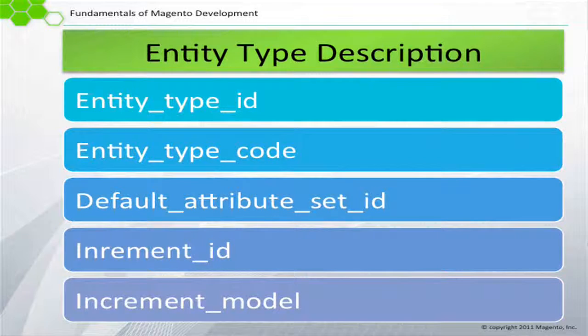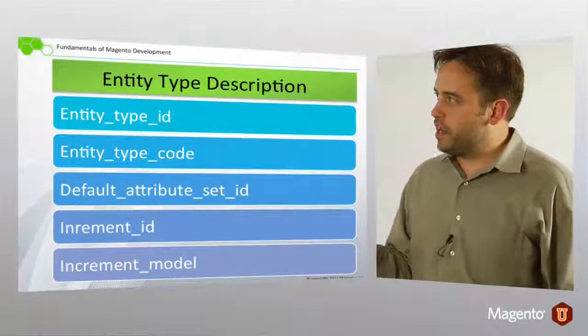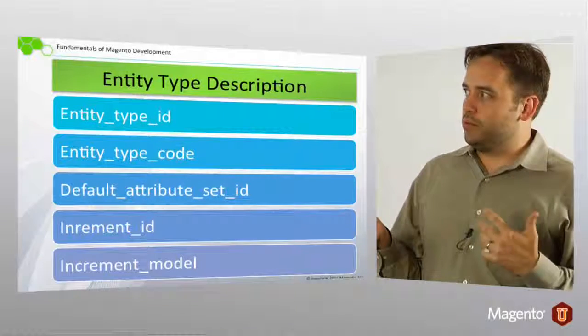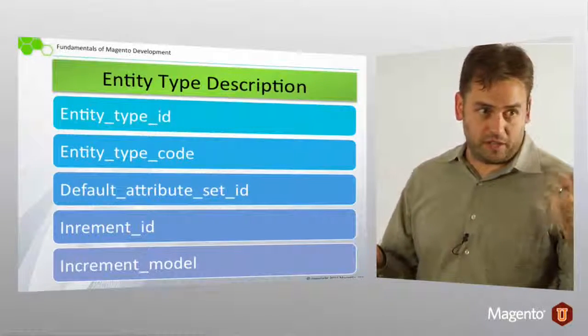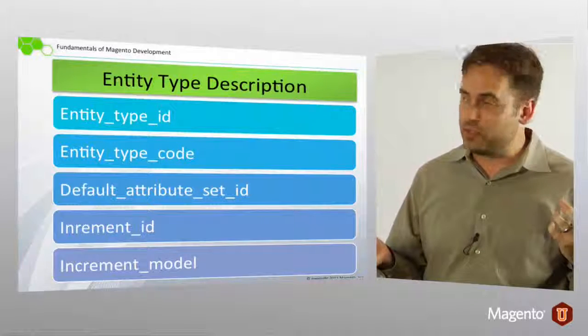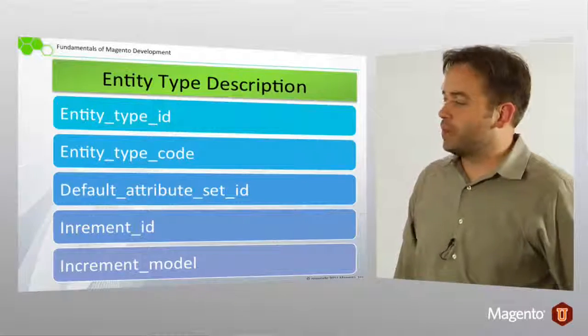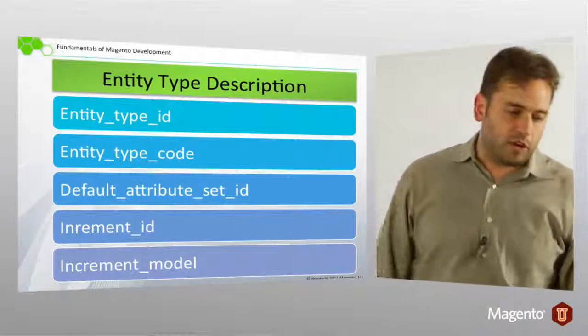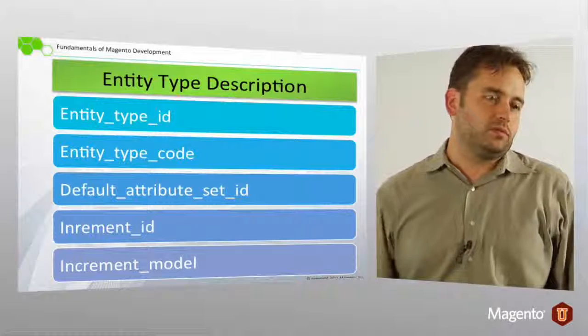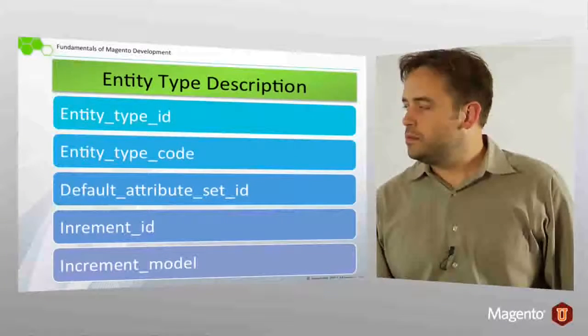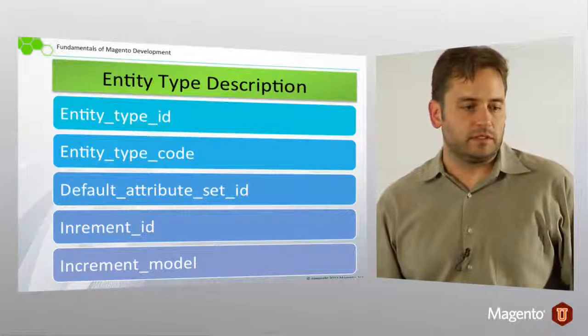And then abruptly shifting gears, jumping the gun. So the entity type description, so the EAV entity type table, we get our primary key, and then we get a code that we use as an identifier, and this we'll actually use in upgrade scripts. We can specify a default attribute set, and the current increment ID and a specific increment model. I don't think we'll have time to go into that.